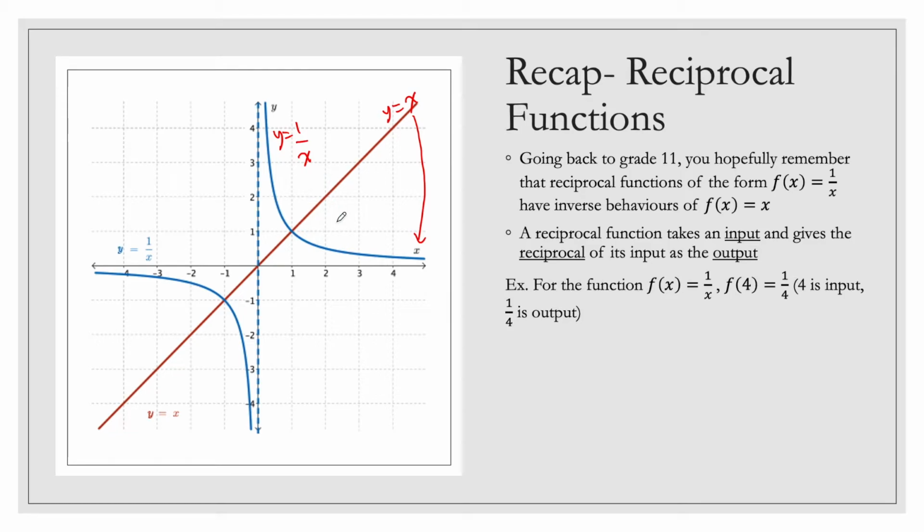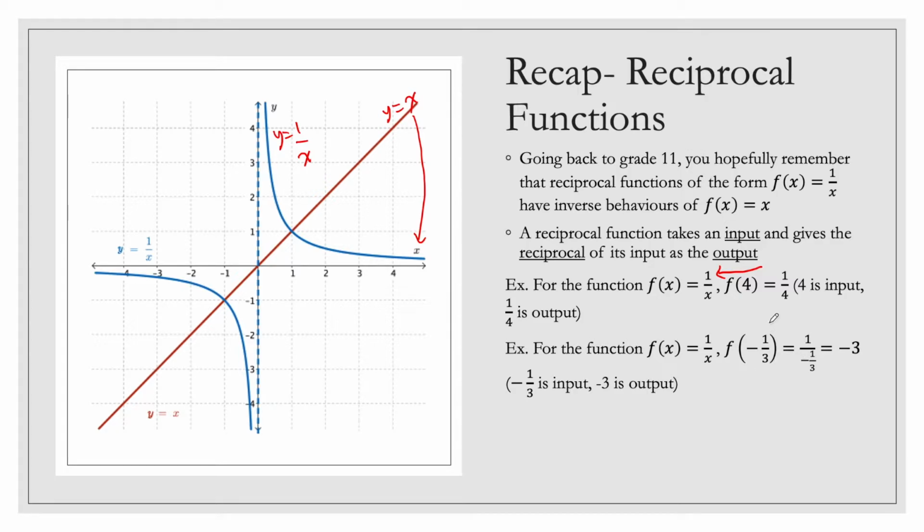For example, let's say that I have an input of 4. If I take x is equal to 4 and I sub it into this reciprocal function, it will give me its reciprocal value, which is 1 over 4. So we can see here that we end up having the reciprocal as the output. Another example, let's say that we have negative 1/3 and we sub it into the reciprocal function. This reciprocal function will give me the reciprocal value, which is negative 3.